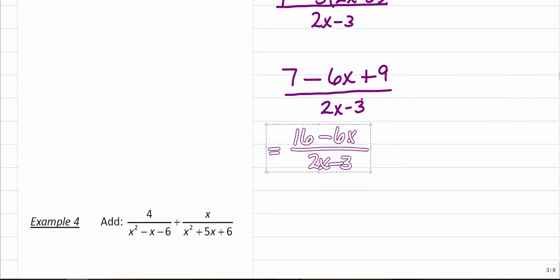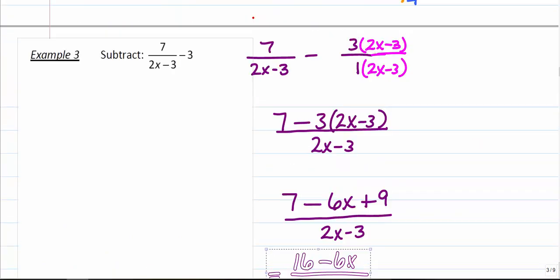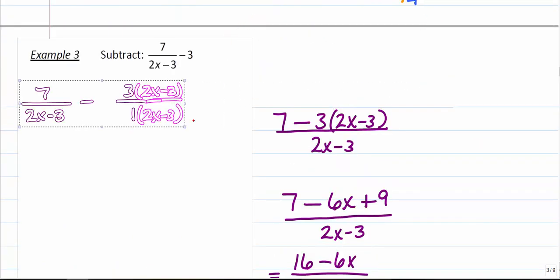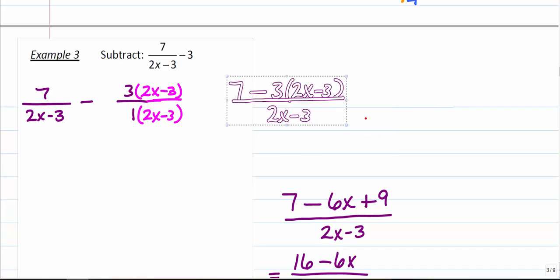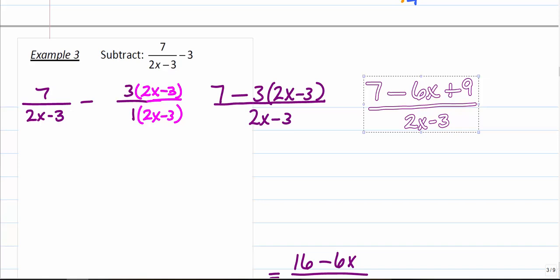Move this down here. Actually, I need more space. Always need more space. Let me move some stuff really quick. Okay, so what did I do?